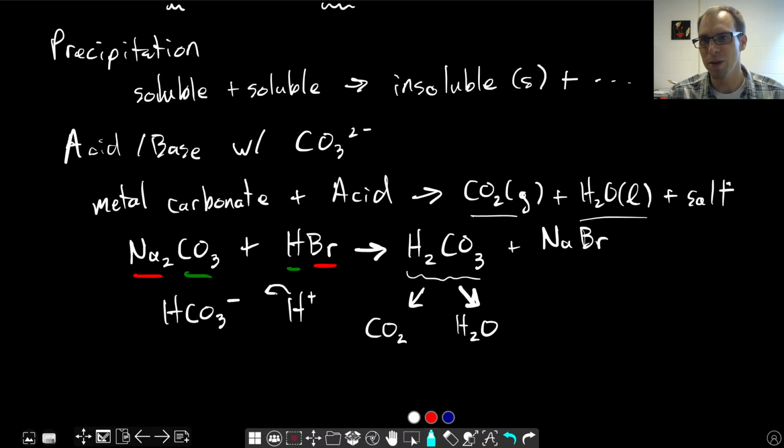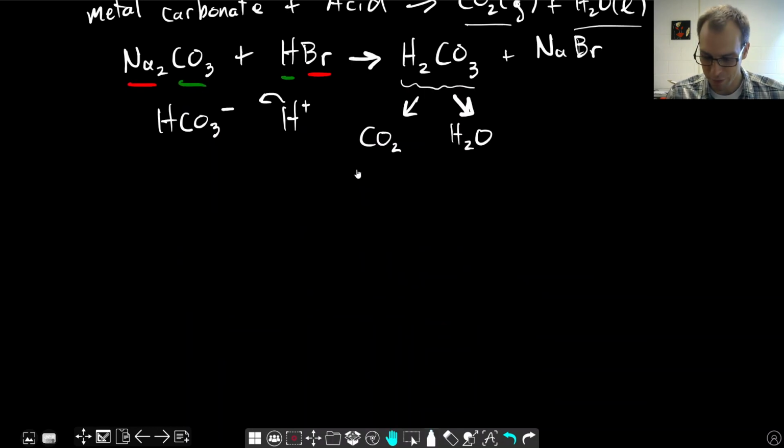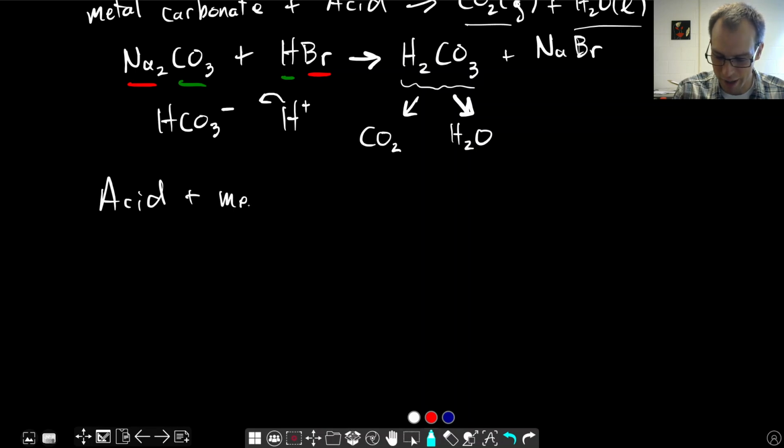Okay, so that's one to be aware of. It is just a regular acid-base reaction, but with this extra twist that you get carbon dioxide and water out of it. So just making you aware of that. Okay, another class of reactions that's also acid-base chemistry, but again, gives you slightly different things than you might expect, is looking at an acid combining with a metal oxide.